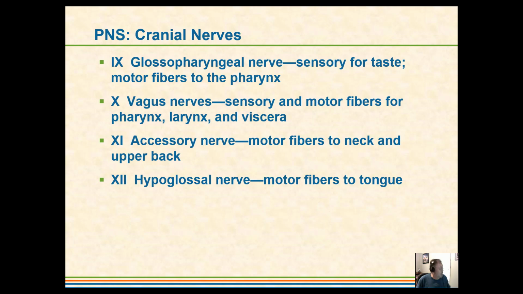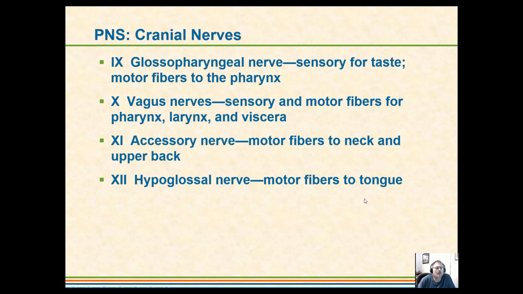Now, accessory nerve, that gets fibers of the neck and the upper back, so involved in shrugging and things like that. And the hypoglossal nerve, which gets motor fibers to the tongue.